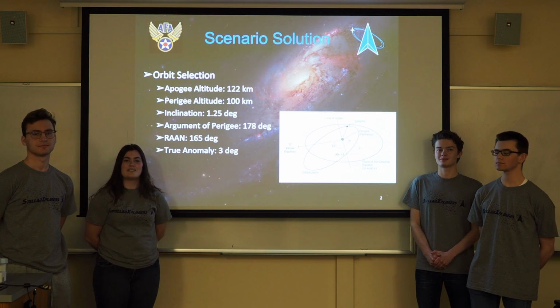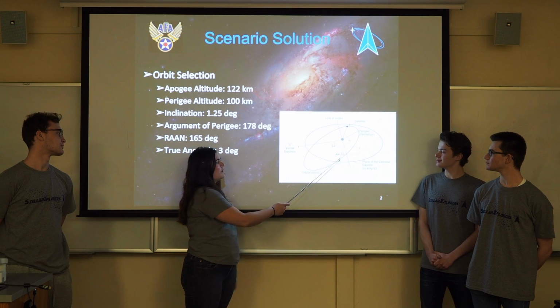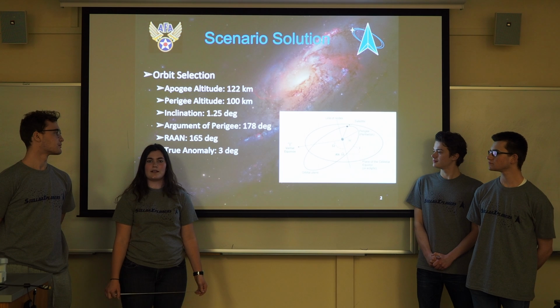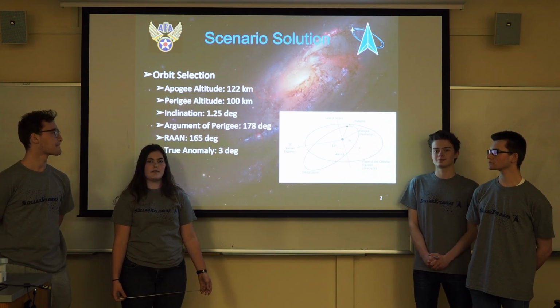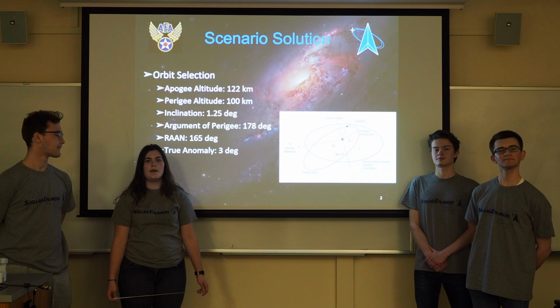The inclination is the angle at which the satellite's orbit path makes with the plane of the celestial equator. So we selected a relatively low inclination because the Sea of Tranquility is near the equator of the moon. This allowed us to collect a lot of data from the Sea of Tranquility while not wasting time further away from it.